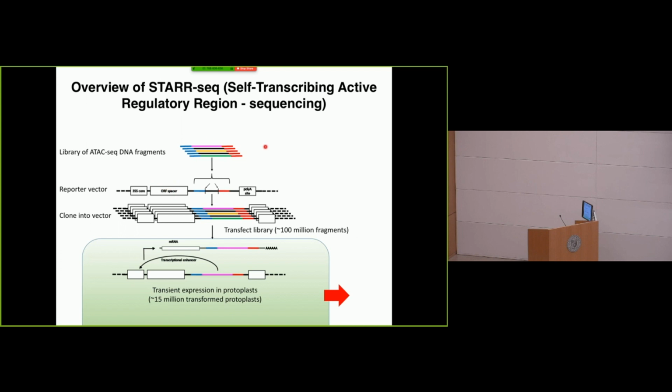But because there's always background in any library you make, we were able to see that. So we have a very similar setup. There's a minimal 35S promoter, and a small open reading frame spacer again. We clone in the fragments here. It has this poly A tail that allows you to capture it.